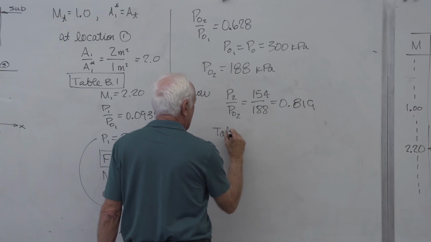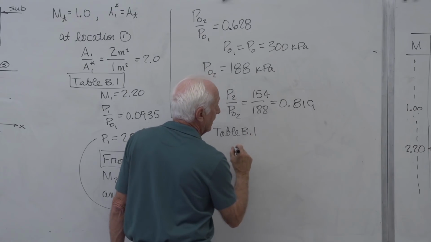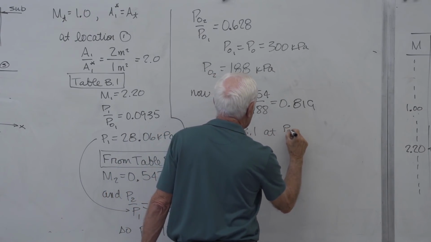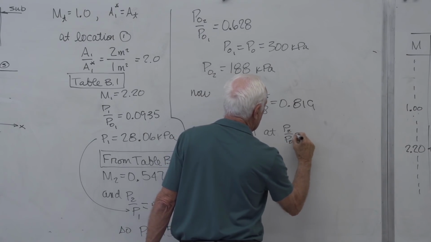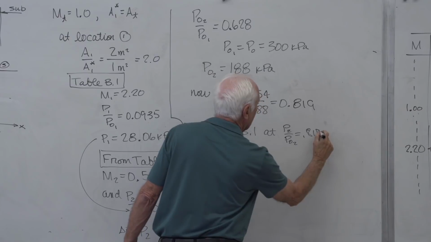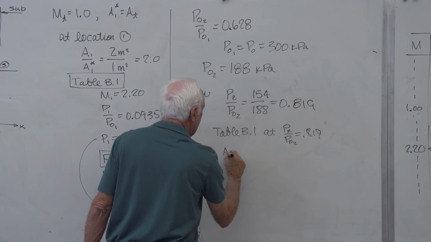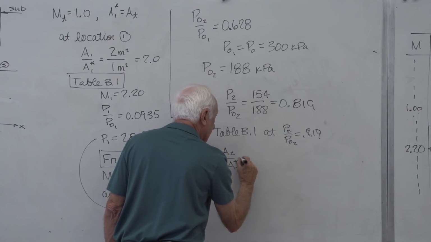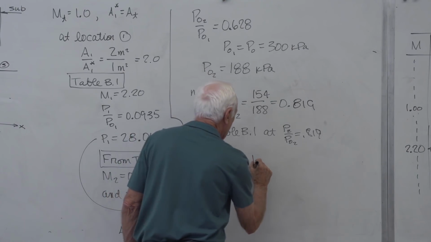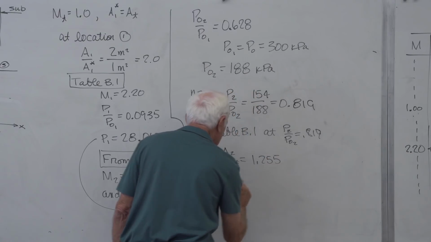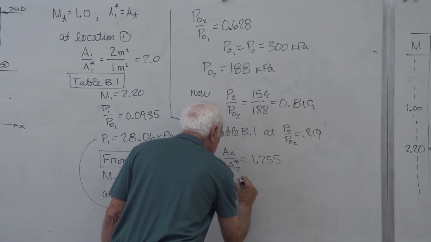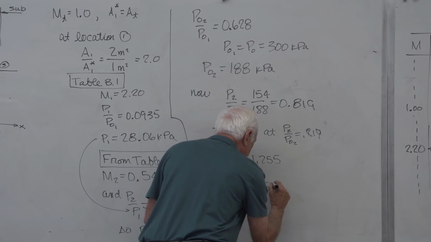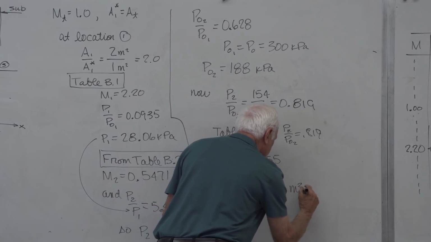Table B1 at P2 over P naught 2 equal 0.819. I get A2 over A2 star equal 1.255. So I get A2 star equal 1.592 square meters.